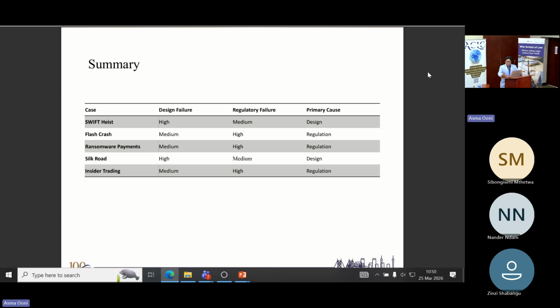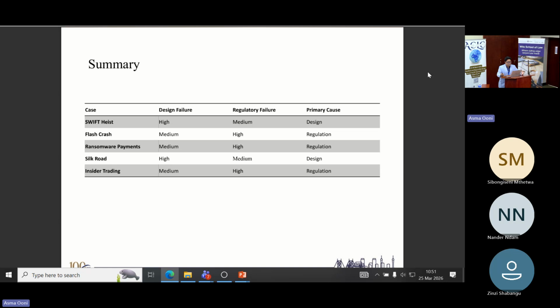Now, if you look from the policy aspect, we have taken 5 case studies. We have seen that in many cases there are design failures, and in many cases regulatory failures. But if we rank them, in 3 cases it is regulation failure rather than design failure. As I told you, innovation and regulators cannot match their speed, but still we always try to improve how regulators can match up with that.